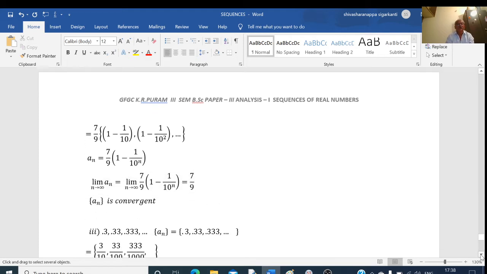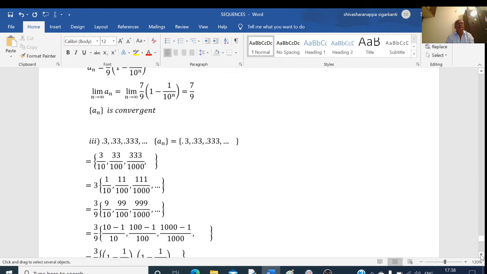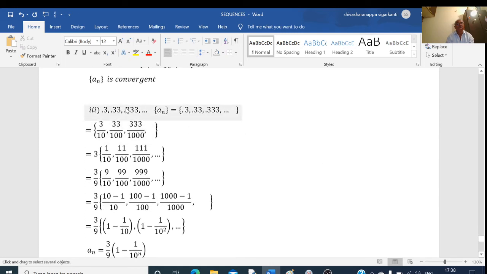This is also a similar example: 0.3, 0.33, 0.333. First remove the decimal point, dividing by 10, 100, 1000, and take 3 as the common factor. These will become 1, 11, 111. Multiply by 9, divide by 9. These will become 9, 99, 999. Again writing these as 10 minus 1, 100 minus 1, 1000 minus 1, and taking the separate denominators, we will get 1 minus 1 by 10, 1 minus 1 by 10 square, and the nth term is given by 3 by 9 into 1 minus 1 by 10 to the power of n.